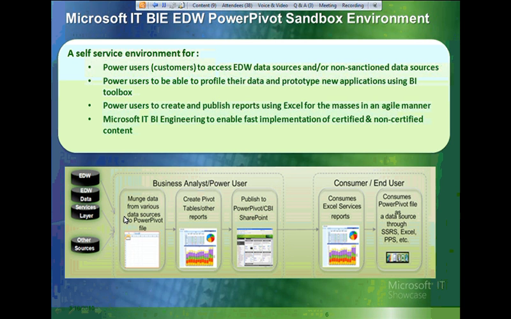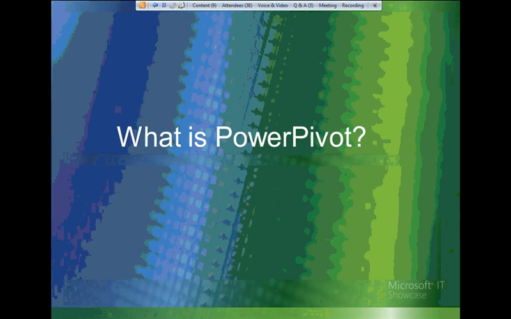And so as you can see here, this is what's happening. This is how CBI is being used. So we have data sources, our users, they're able to munch data from various data sources into this PowerPivot file. They can create PowerPivot tables or other reports. They can publish it to PowerPivot SharePoint servers, or they can also add the reports to the CBI catalog, as I said. End of the day, our consumers simply consume Excel services reports, and they can consume PowerPivot files as a data source through reporting services, Excel, PerformancePoint Services, etc. So what is PowerPivot then? So that was the context I wanted to give you in terms of EDW first.